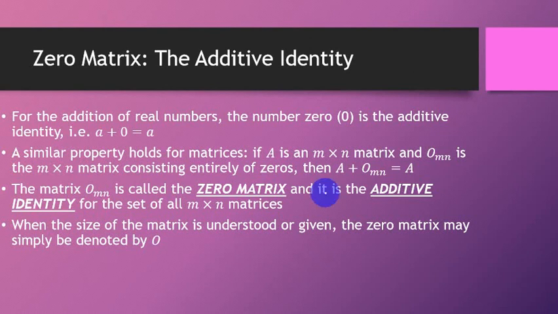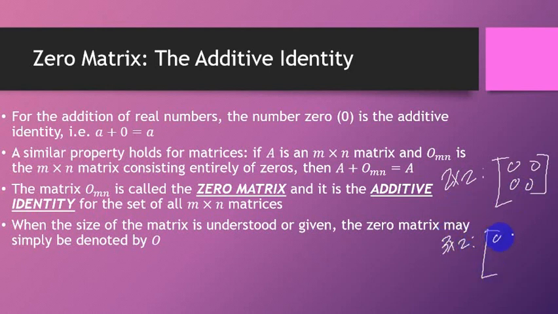So for example, for a 2 by 2 matrix, our additive identity, our zero matrix, would be 0, 0, 0, 0. For a 3 by 2 matrix, it would be 0, 0, 0, 0, 0, 0, and so on. So this is the additive identity, or the zero matrix, for all 2 by 2 matrices. This is the zero matrix for all 3 by 2 matrices, and so on.